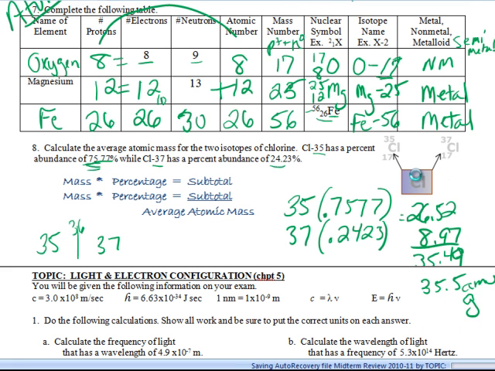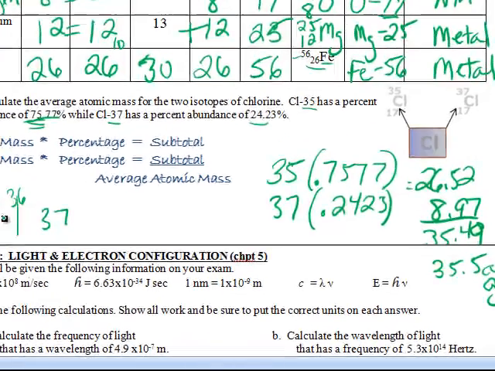Okay, so two isotopes, you can't just take the average smack in the middle. What you have to do is consider the percentages, so you multiply, get your subtotal, and add them up. All right, all done with this section.